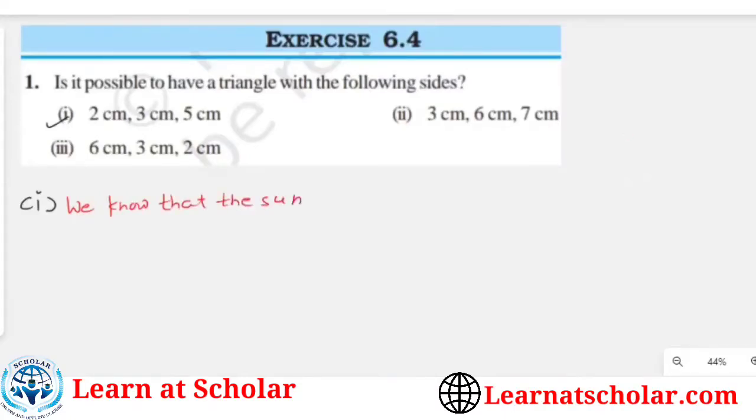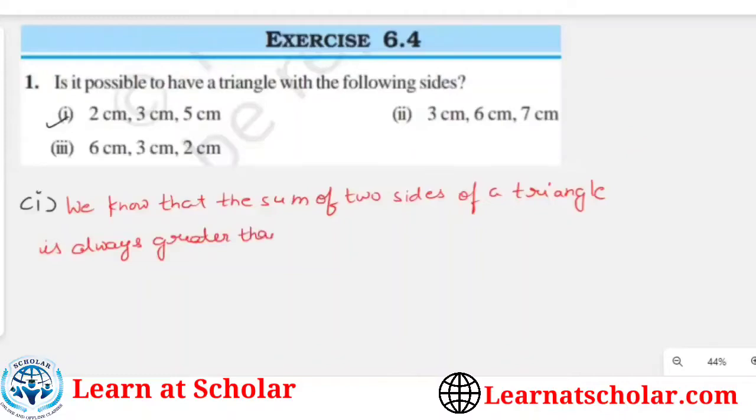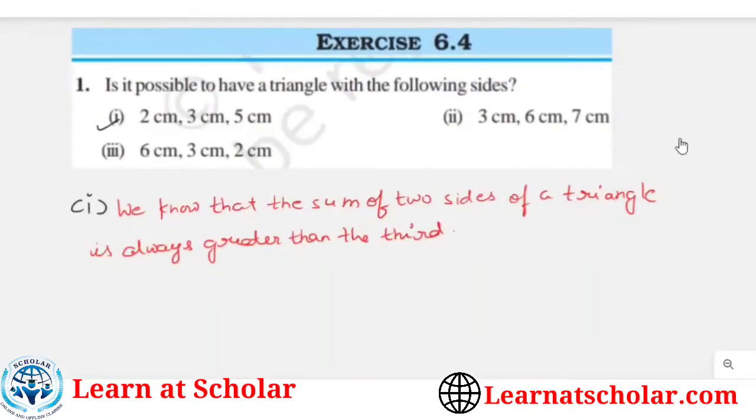Let's use this property to find out whether the triangle is possible or not. You have to write it down in the examinations in the same manner as I am writing. Do not solve it directly to score good marks. 2 plus 3 is equal to 5, not greater than 5.